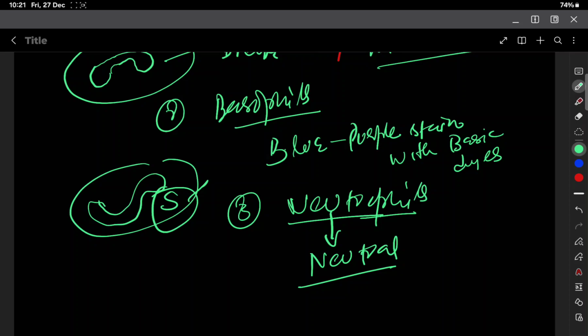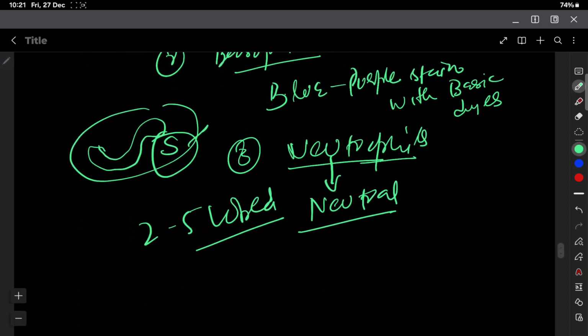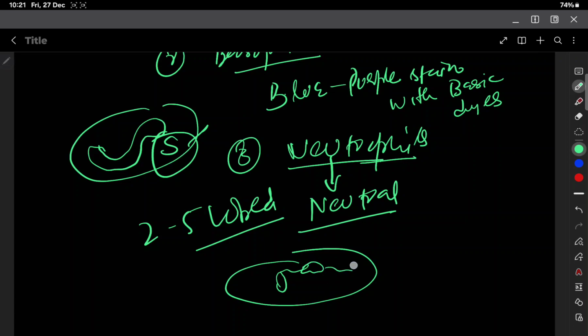Their nucleus contains 2 to 5 lobes. So the nucleus can be 2 lobed, or it can be 5 lobed also, like this. So this is the nucleus. Either it can be 2 lobed or 5 lobed. These questions are sometimes asked in the examination, so you must remember these.